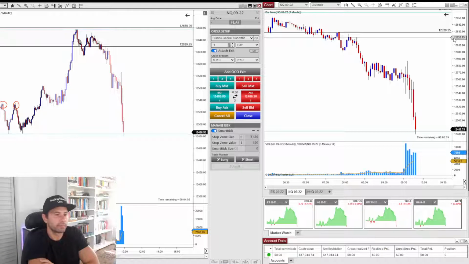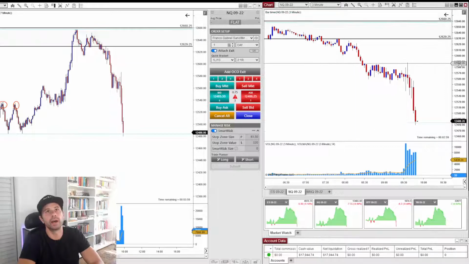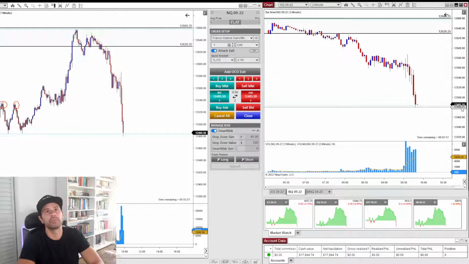We did have some sort of reaction off of the overnight, as is usual. The overnight low or high are very sensitive points.